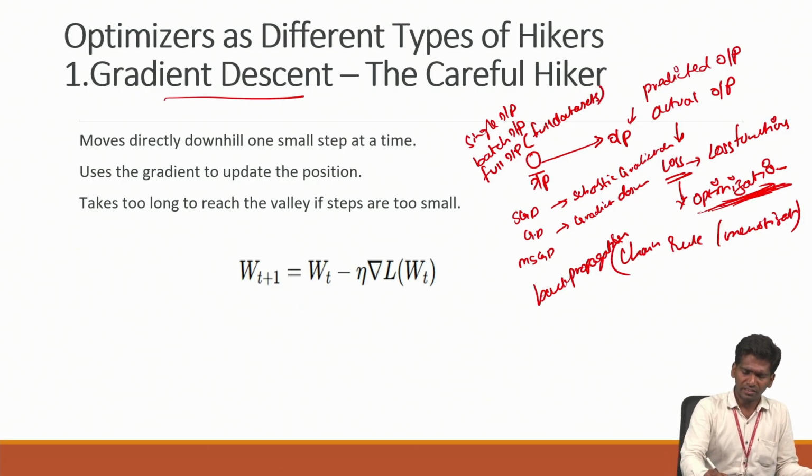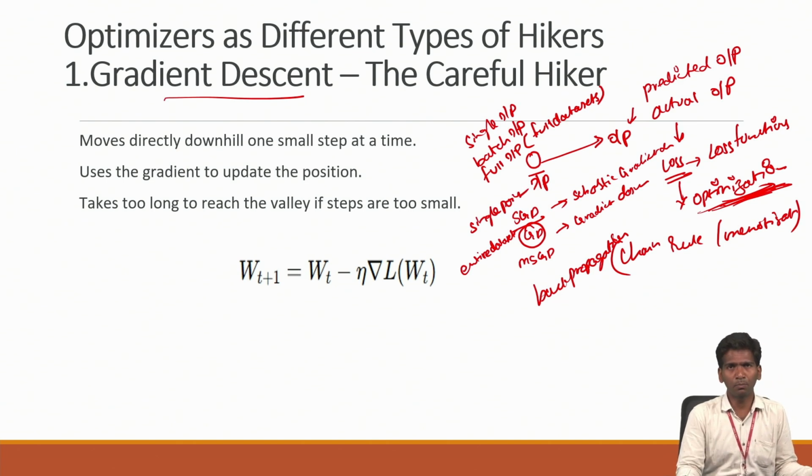If I give the full data set, the entire data set, that is considered gradient descent. Stochastic gradient descent is a single point. If you give a single point from our data set and try to predict the output, a single point can be a single feature also.